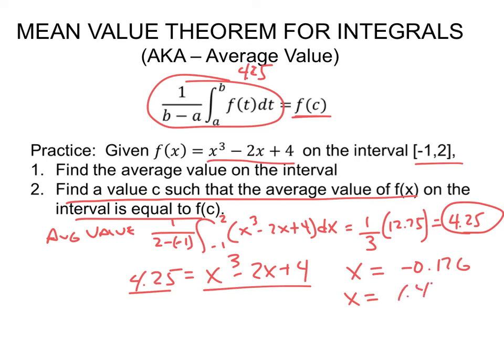And I get 1.473. Always take it out to 3 decimal places. That's the rule on the AP Calc exam. So in this case, it happened twice. 2 times when the average value equals the actual value of the function.